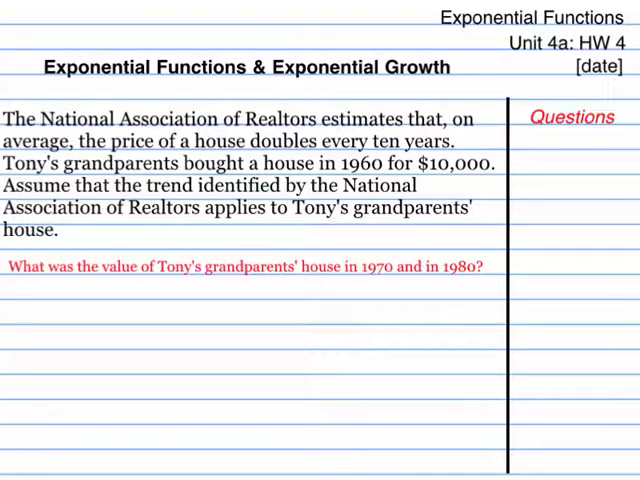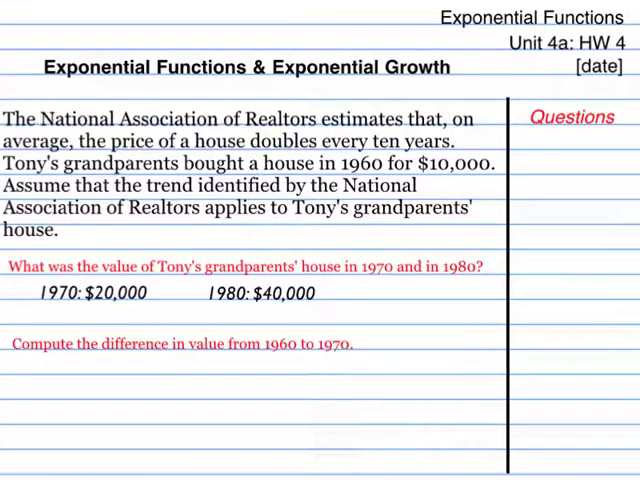So if we know it's going to double every 10 years, we take $10,000, and from 1960 to 1970 is 10 years, so that price will double to $20,000. Now, from 1970 to 1980 is another 10 years. So now we're at $20,000. We're going to double it to get to 1980. And that gives us in 1980 the house would be worth $40,000.